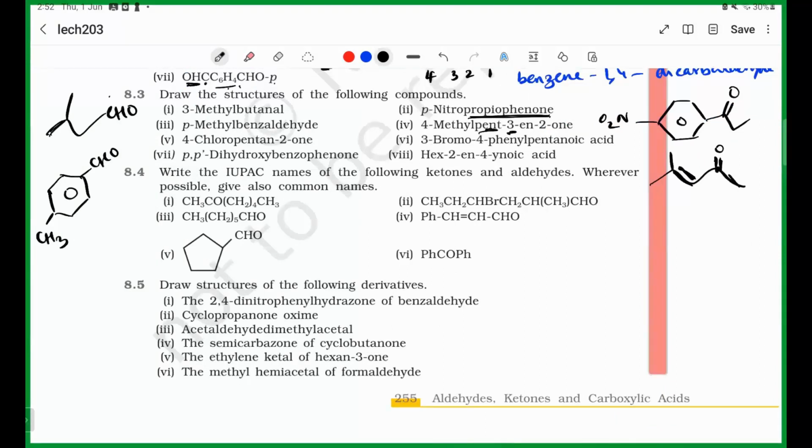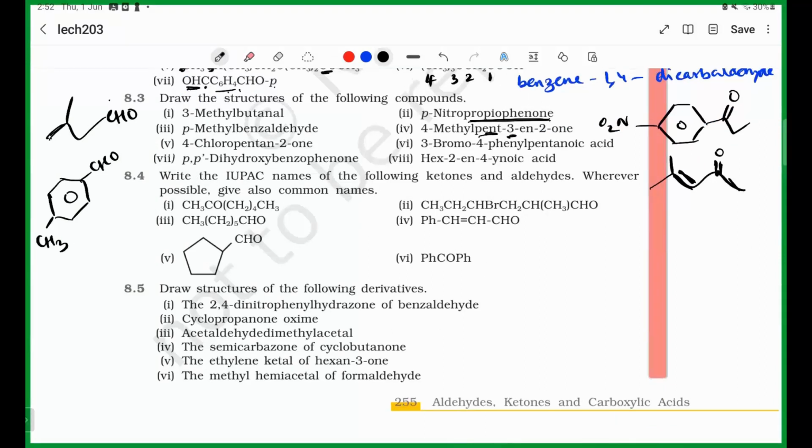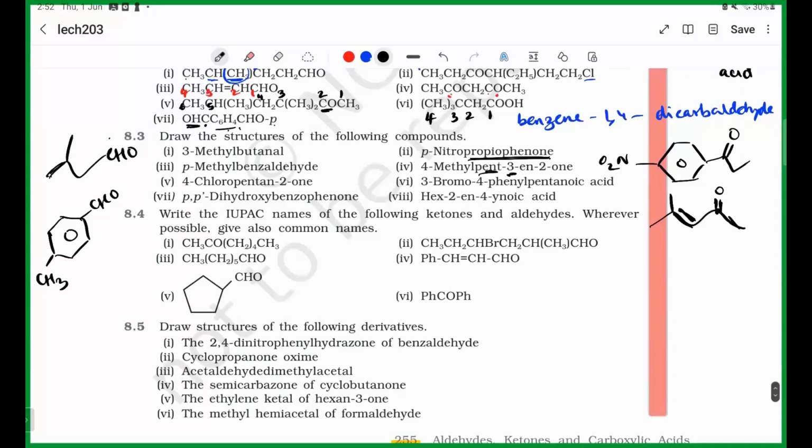Okay, so then we are at the fifth, right? 4-chloro-pentan-2-one. So just draw the pentane structure. Pentan-2-one, so again, draw the carbonyl group there. 4-chloro: 1, 2, 3, 4. That's it. So that is how you draw 4-chloro-pentan-2-one.